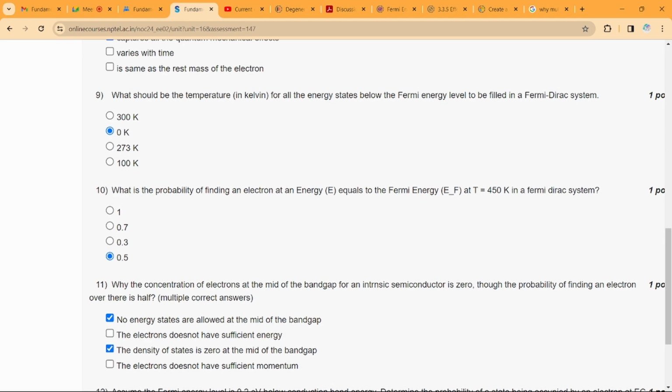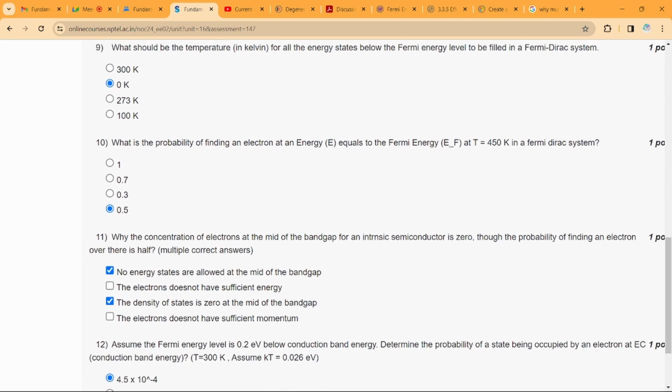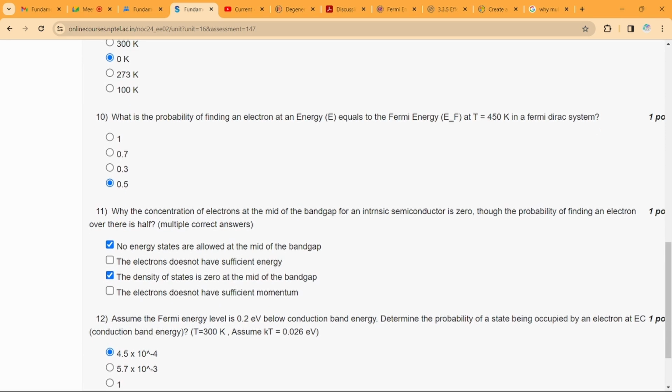Now, what is the probability of finding an electron? I'm doing question number 10. Till 10 I will ask later, after 10. So what is the probability of finding an electron at an energy E equal to the Fermi energy EF, at T equal to 450 Kelvin?